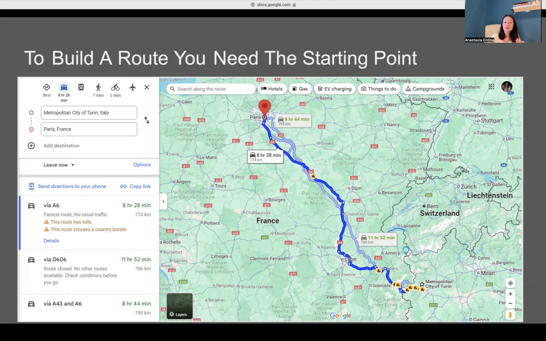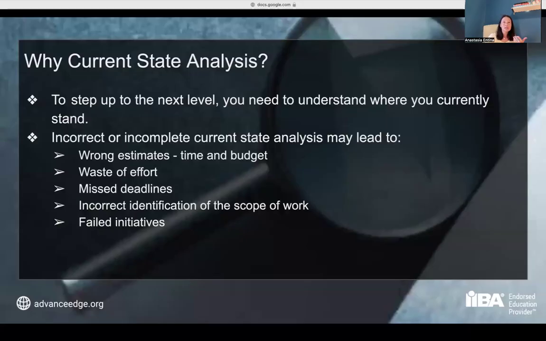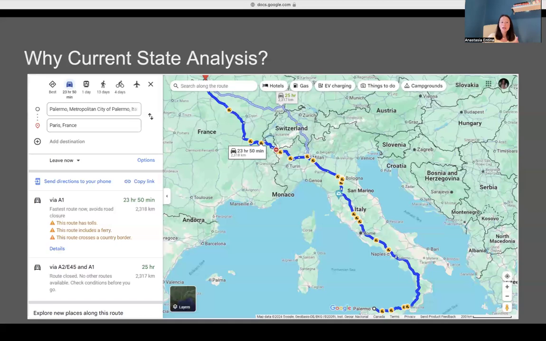And assume that this is the reality. In reality, I am in Turin. But if we make an incomplete current state analysis, if we do not complete our current state analysis and do not define that I am in Turin and say, well, I'm somewhere in Italy and I need to go to Paris, right? What are my options? Well, or base our current state analysis on assumptions to say, well, maybe I am in Palermo, right? Palermo is also Italy, but it is much further from Paris than Turin.